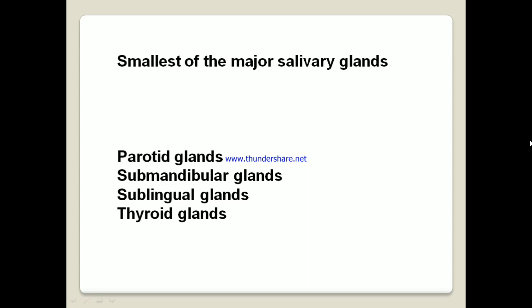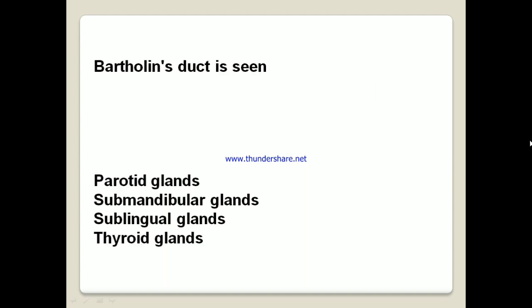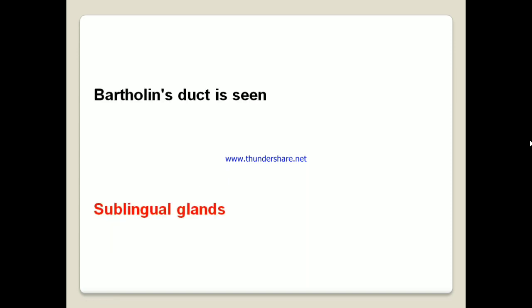Smallest of the major salivary glands. Parotid glands. Submandibular glands. Sublingual glands. Thyroid glands. Sublingual glands. Bartholin's duct is seen.